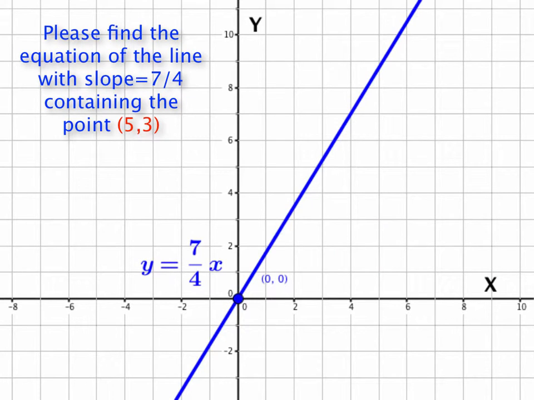All right, last example before we try practicing some on our own. Now let's try to find the equation whose graph will be a line with a slope equal to 7/4 containing the point 5, 3. Of course, if we wanted it to go through the origin, 0, 0, the equation would be easy. We just have y equals 7/4 x. But now we want it to go through the point 5, 3.